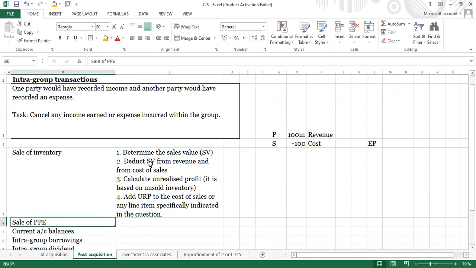Yes, boss. So for the sale of PPE, it's still the same logic that you stumbled on under sale of inventory.